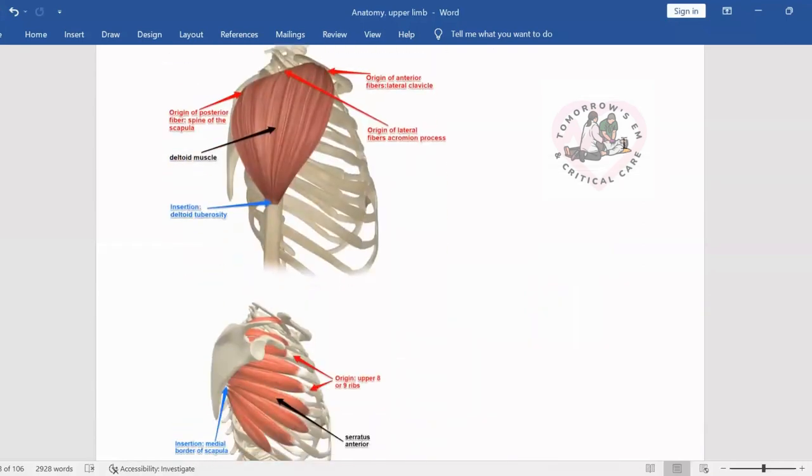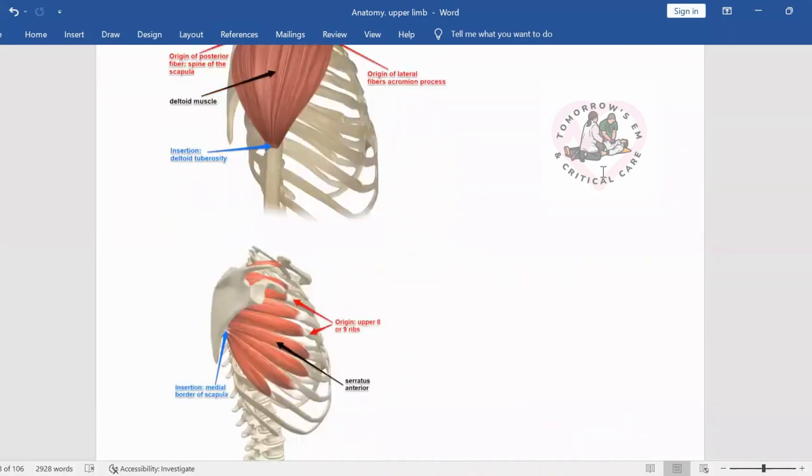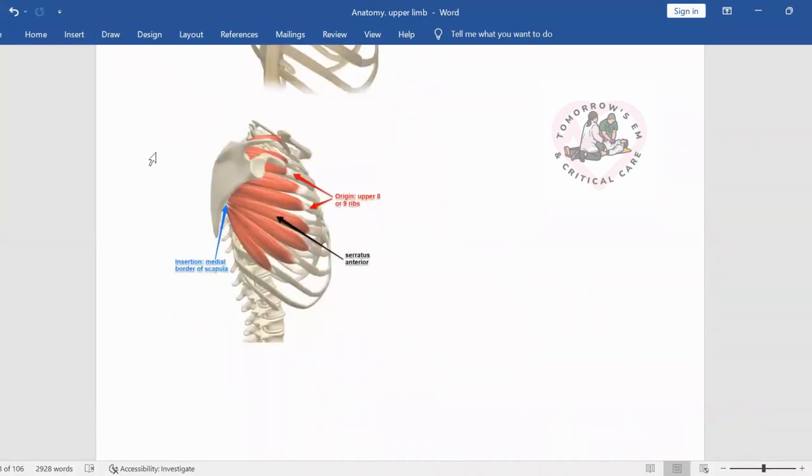Regarding the deltoid, that is enough. You don't need to dig more. Insertion: deltoid tuberosity. Now look at this muscle. What is this? Serratus anterior. Origin: upper 8 to 9 ribs.